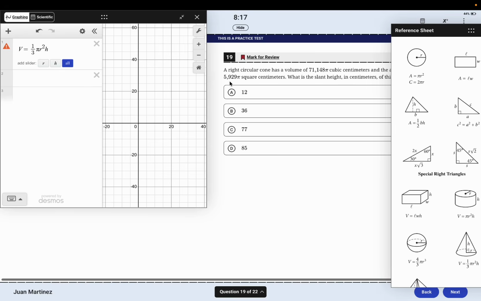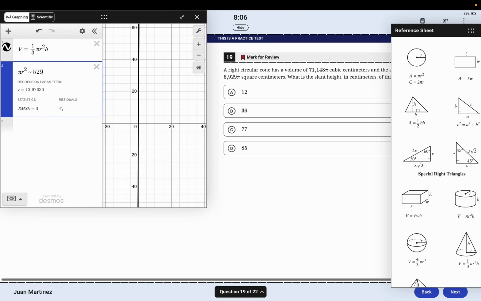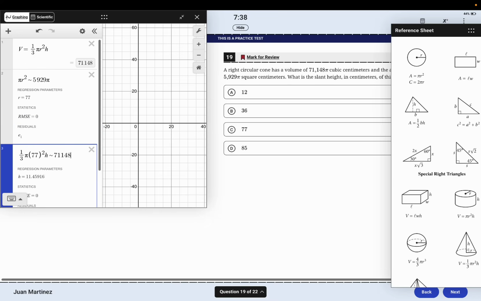is this, right? And the reason they give you that is because you can find the radius off of that. So you can say pi r squared is equal to this, 929 pi. So our r is 77. So keep note of that. Our r is 77. Okay. And with that, we can find the h of this, right? Because we're told the volume. So we have 1 over 3 pi 77 squared h. We don't know h, but this is equal to 148 pi.